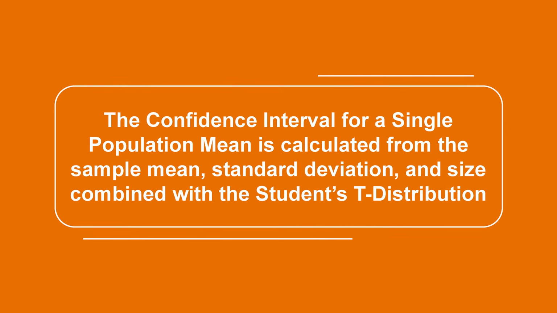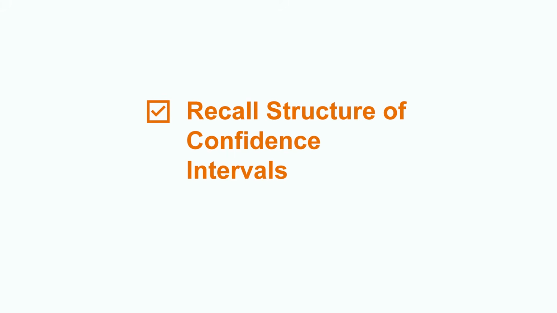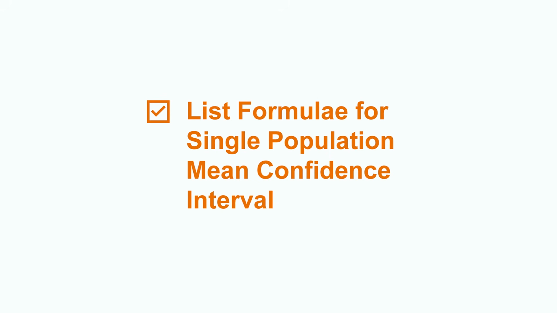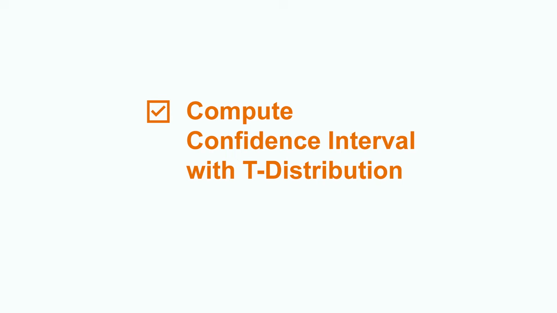Hopefully, this example has helped you to see how to calculate the confidence interval for a single population mean. In this lesson, we demonstrated that the confidence interval for a single population mean is calculated from the sample mean, the sample standard deviation, and the sample size combined with information from the student's t-distribution. We started this lesson by reviewing the general structure of confidence intervals. We then showed the formulae for single population mean confidence intervals, particularly the form of the standard error. And finally, we explored the student's t-distribution and the impact of the sample degrees of freedom on its shape. We then calculated an entire confidence interval using the information from a sample problem.